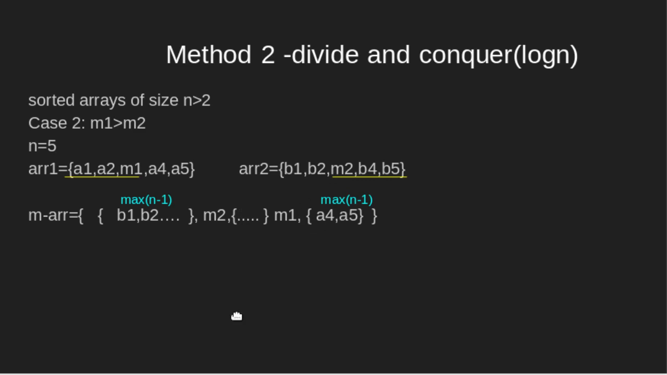We want the median at n minus 1 and n. So we can cancel out the elements after m1 and before m2. So we can change the start index of array 2 to the index of m2, and we can change the last index of array 1 to the index of m1. Then we recursively call the getMedian method until n becomes 2, for which we have discussed the median already.